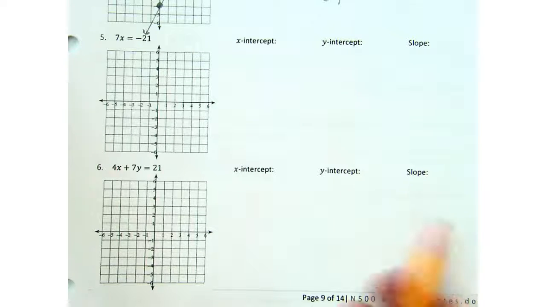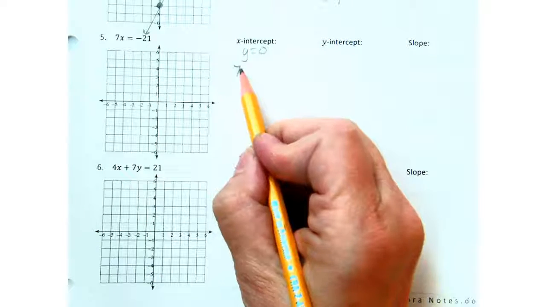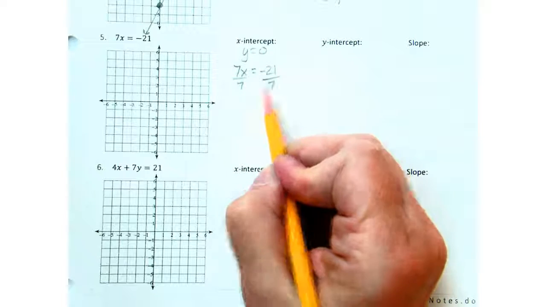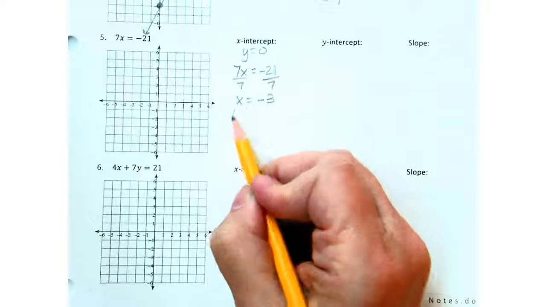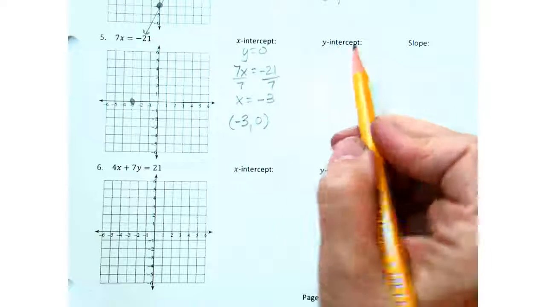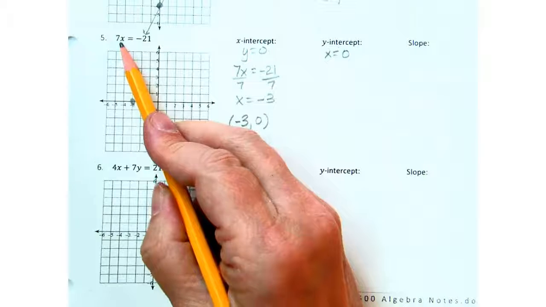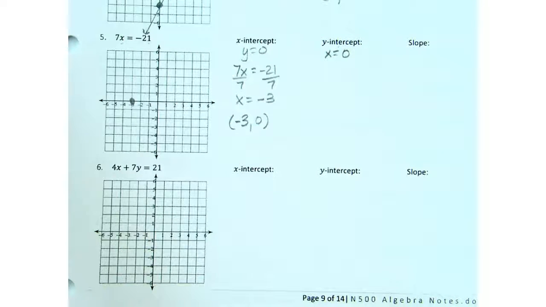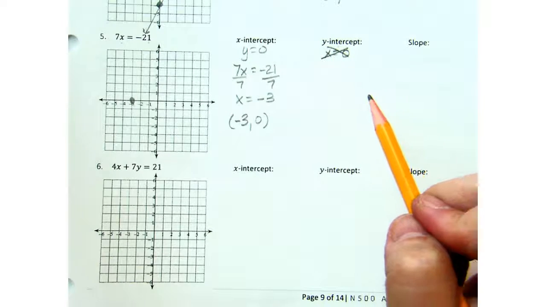There is no y in this equation, so we will expect it to be a vertical line. We can use our process to find the x-intercept just as we did before, giving us x equals -3. Our x-intercept is (-3, 0). If we try to find a y-intercept by setting x equal to 0, we discover it's impossible, because we would get 0 equals -21, which is false. So there will be no y-intercept.